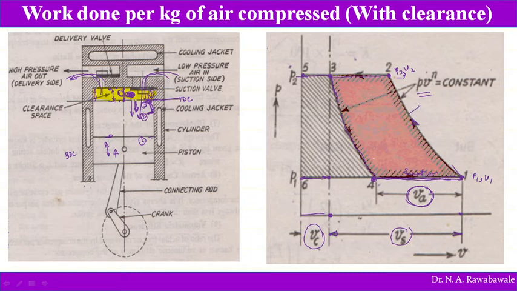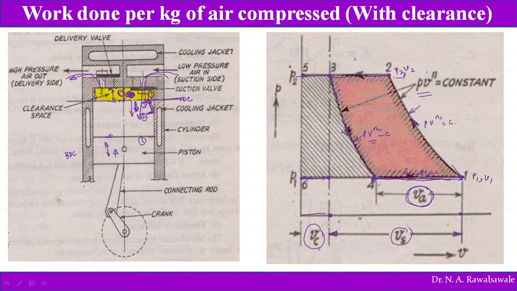So compression is polytropic and expansion is polytropic. Say we assume the polytropic index for compression is PV^n1 = constant, and for the expansion process PV^n2 = constant. We may assume it like this also, so we may have a polytropic index different for compression and different for expansion. So this is how the process takes place.